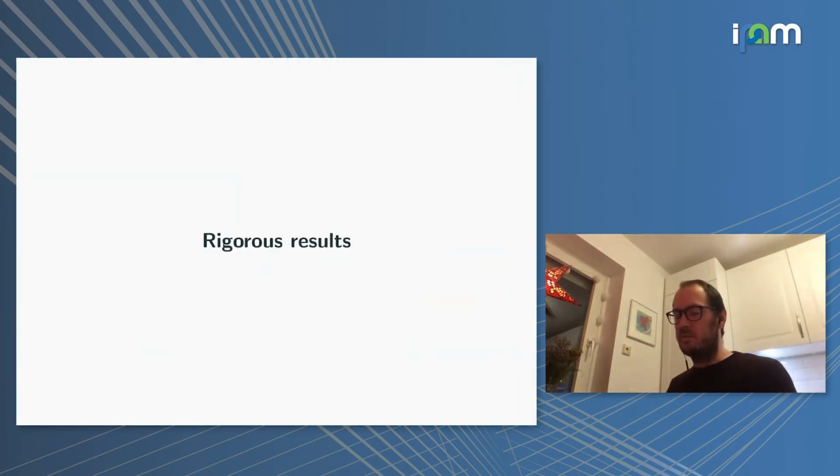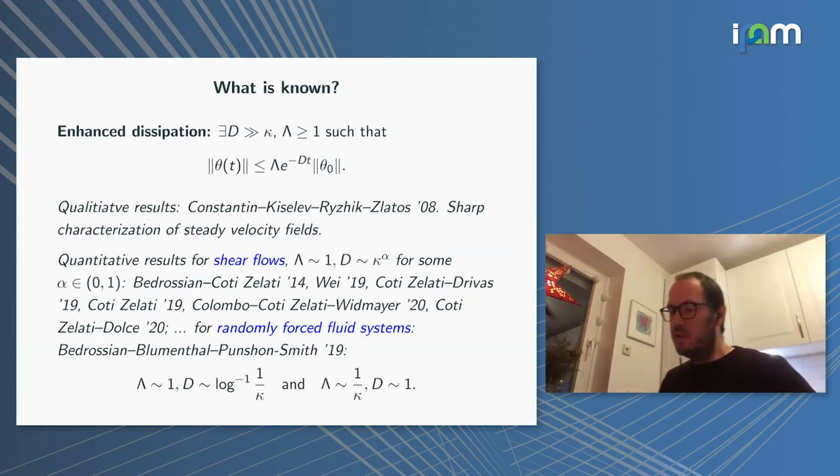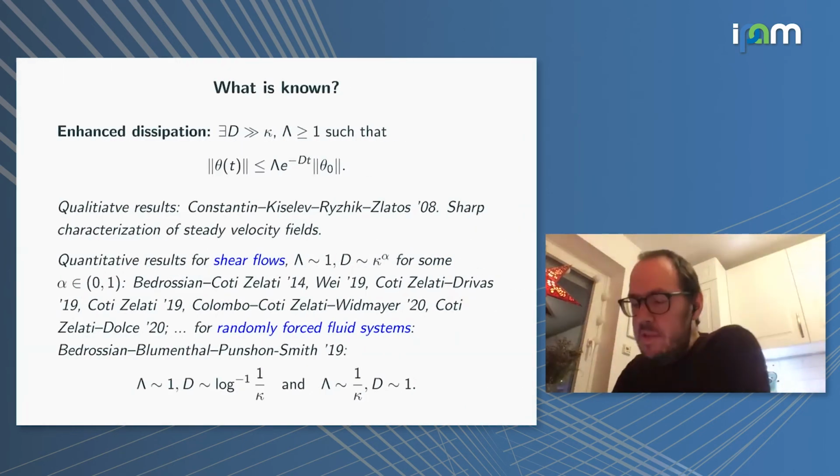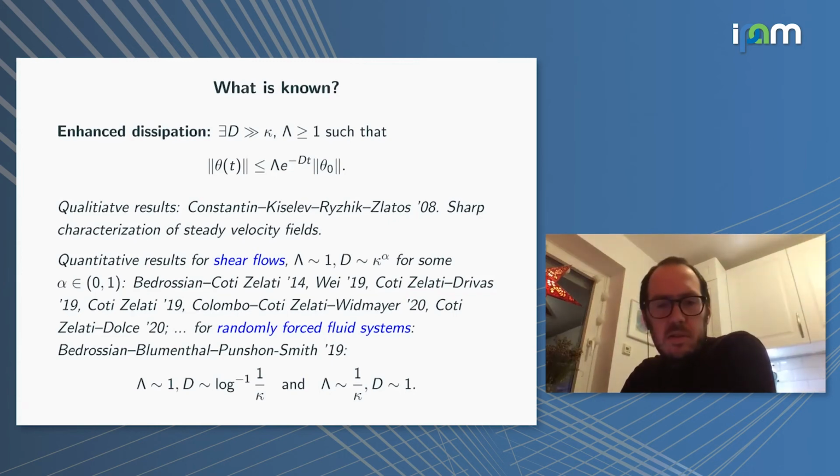So what about rigorous results? What is known? Let me just introduce a definition with which I will work here. I say that the flow is dissipation enhancing, or that we have the phenomenon of dissipation enhancement, if there exists this rate d, which should be much larger than kappa, and maybe some constant lambda, which should be bigger than 1, so that the L2 norm decreases with this rate: lambda times e to the minus dt.